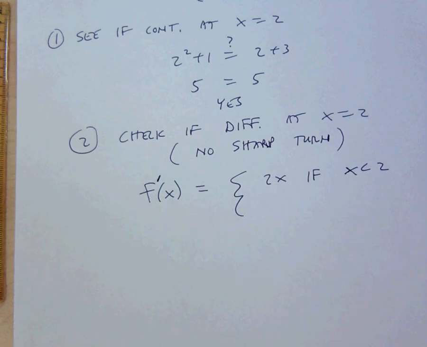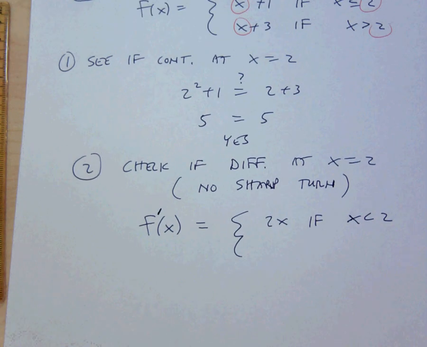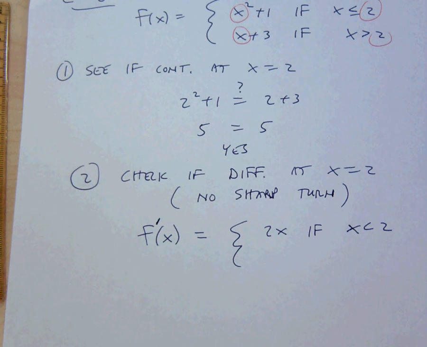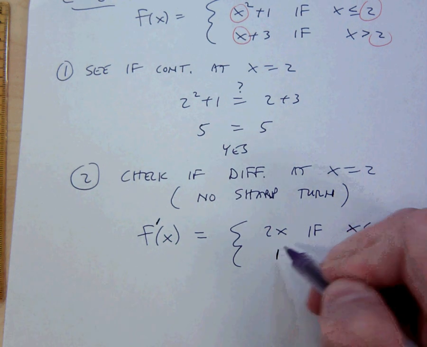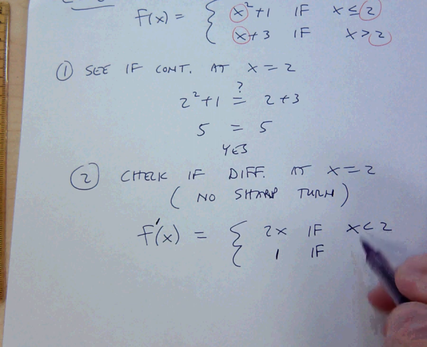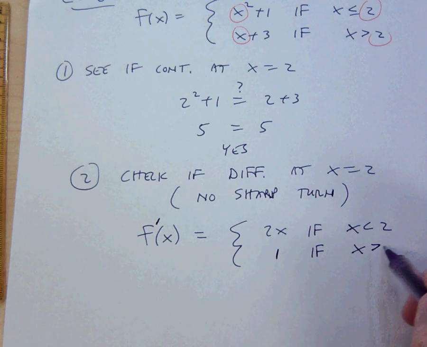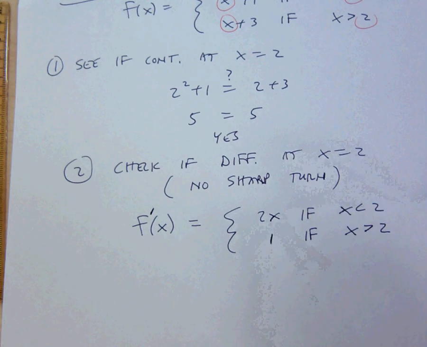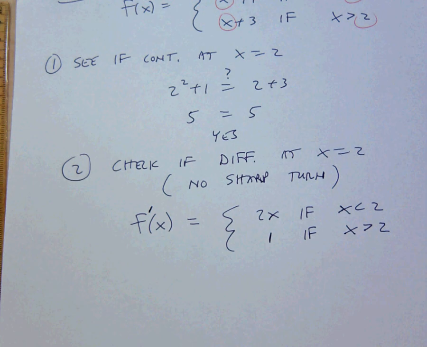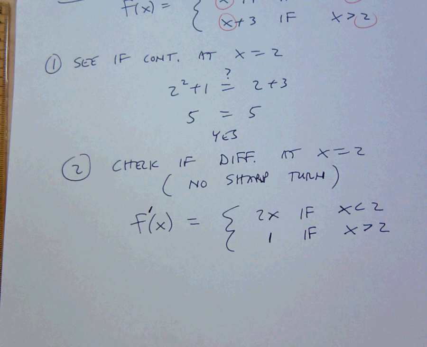What's the derivative of the bottom piece? In other words, what's the derivative of x plus 3, guys? 1. So that's the derivative function if x is greater than 2. All right, so are you ready? What do I need to do now to see if there's a sharp turn or not at 2?